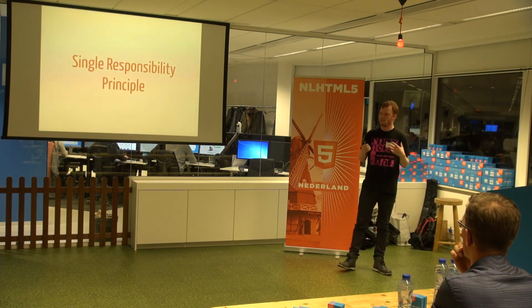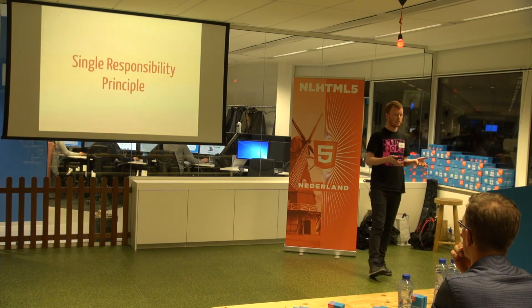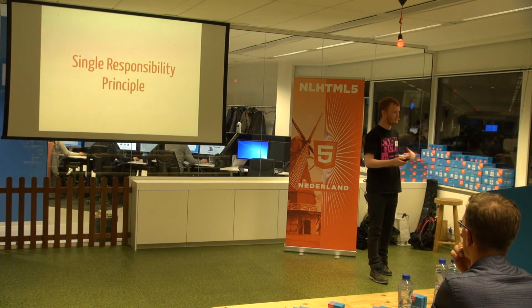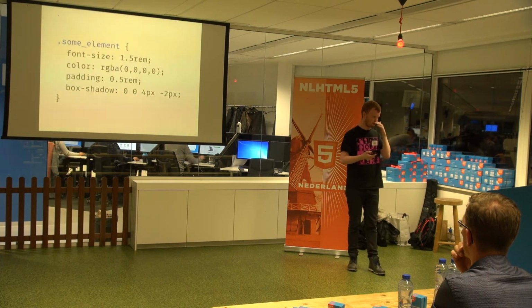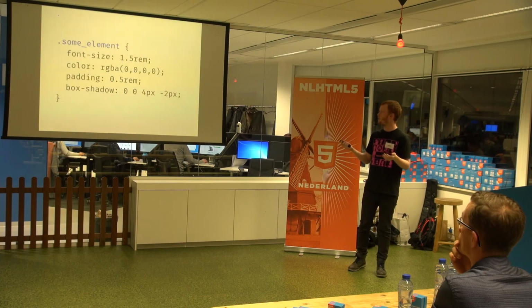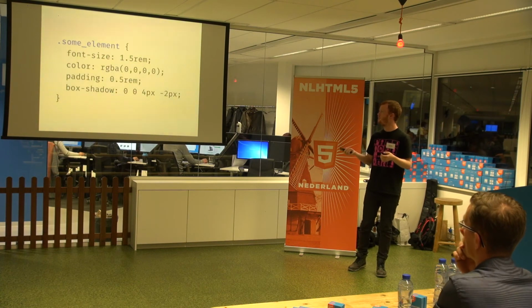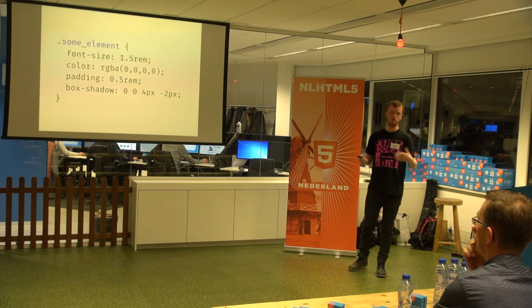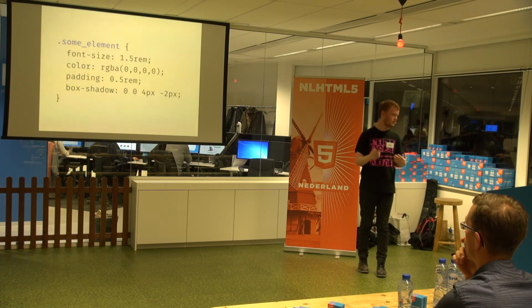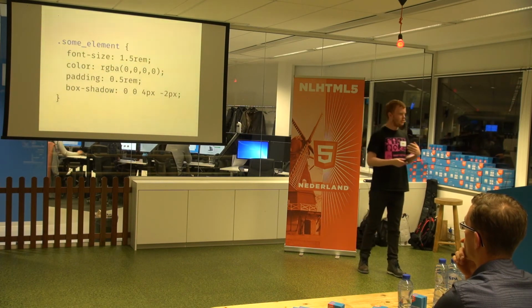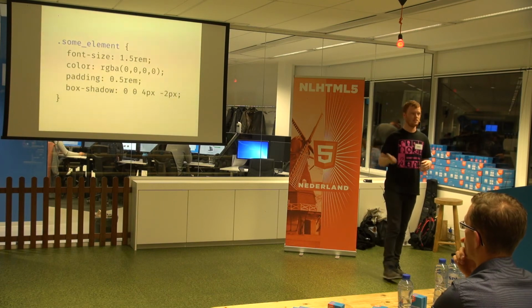Because composition is essentially a superpower, because it lets you describe what an element is, not what styles make it up. It's a different way of mapping elements to rules. So let's look at some CSS. This is just some element. It has some styles. It's got a font size that you might actually want to change across your entire website. It's got padding, box shadow, etc. So we might actually want to reuse these styles somewhere else.